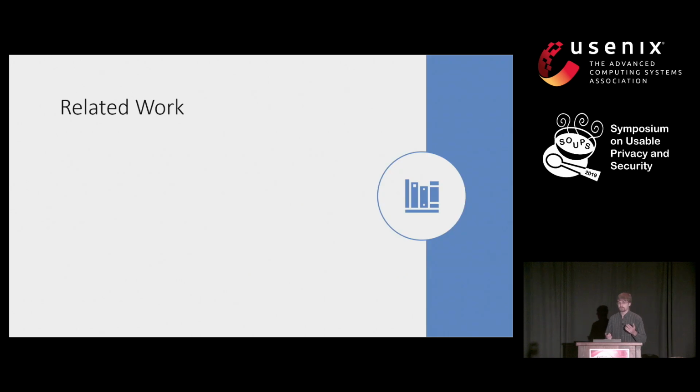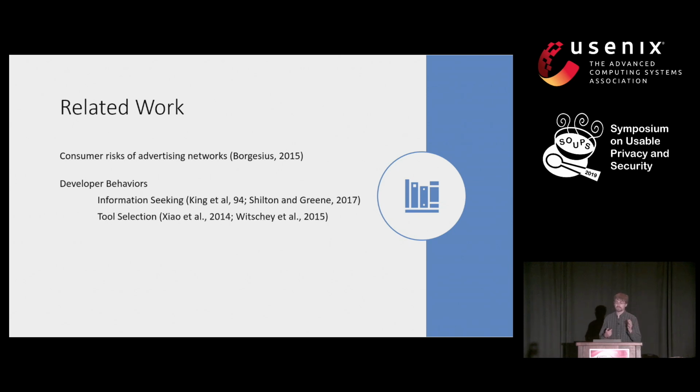So we delved into the literature to see what work had been done. Not surprisingly, there's been a lot of work detailing the consumer risks of advertising networks, the privacy, security, and other risks. With regards to developer behaviors, we looked at three key areas: information seeking, tool selection, and privacy and security behaviors. With regards to information seeking and tool selection, one key theme is that developers rely on their work environment, their colleagues, their professional friends to choose what tools to use and how they look for information.